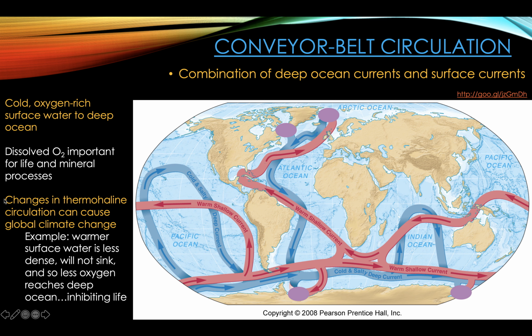And so changes in this circulation, right, whether it's melting glaciers, this can cause global climate change. So, for example, warmer surface water is less dense, so it will not sink. And so less oxygen will reach the deep ocean. This can inhibit life or shut down some of the very important microbial communities at the bottom of the ocean that lead to macroscopic life being able to thrive at the bottom of the ocean.